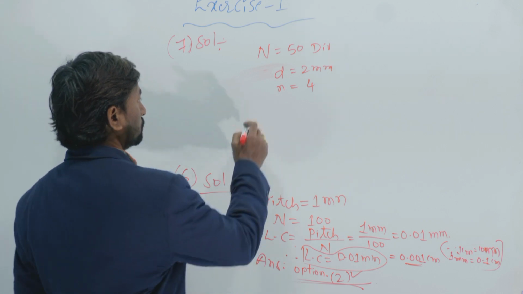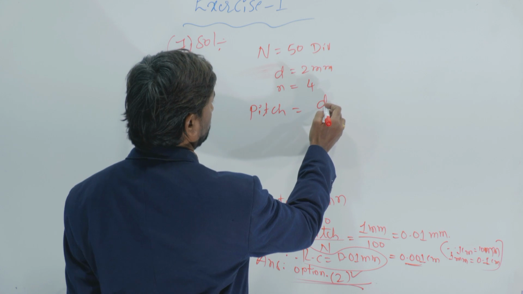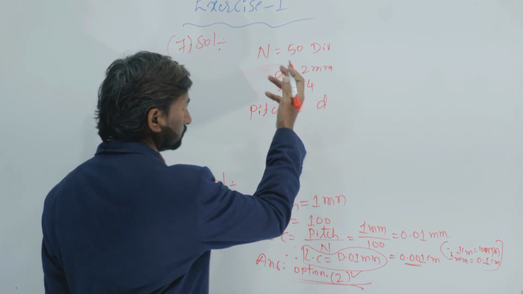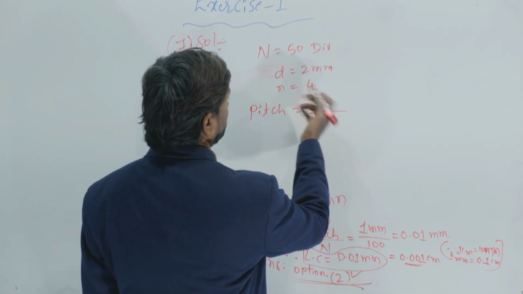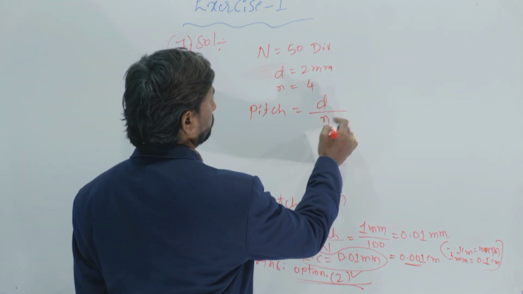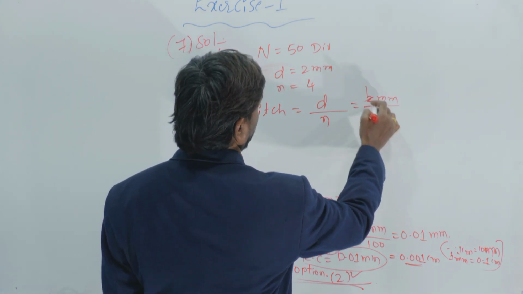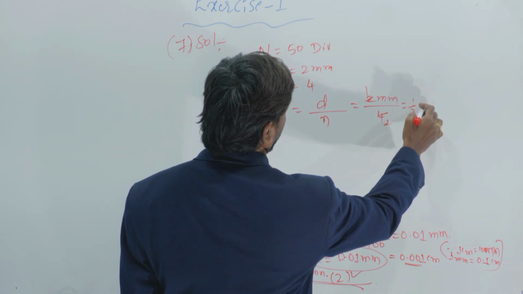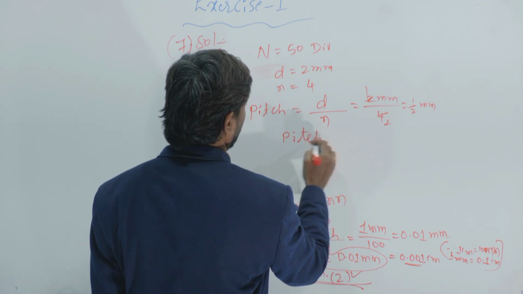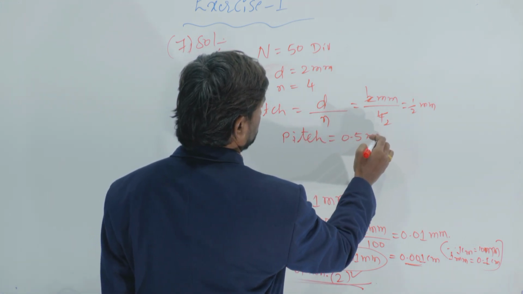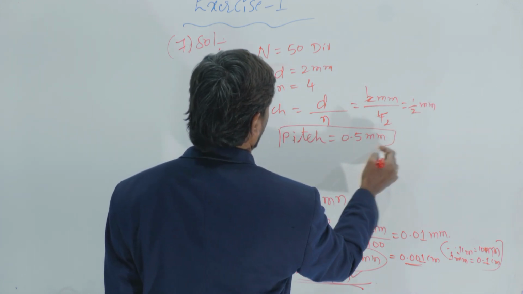Then pitch. We know that pitch is equal to the distance moved by the circular scale, the thimble, on the sleeve, divided by the number of rotations, which is 4. So we get 2 mm divided by 4. We get 1 by 2 mm. 1 by 2 mm is nothing but how much? 0.5 mm. So the pitch is equal to 0.5 mm.